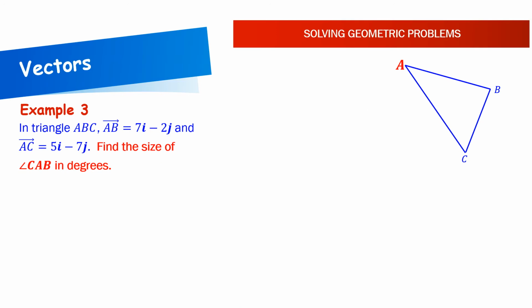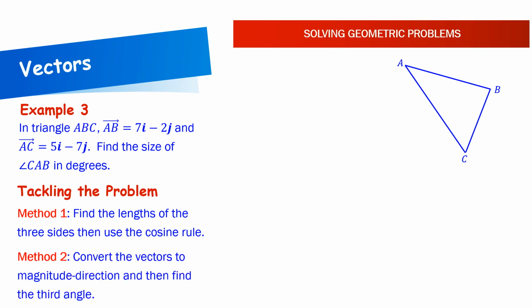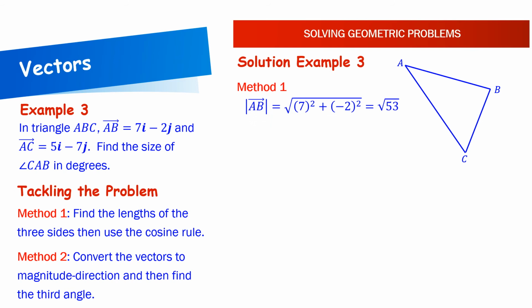Now let's have a go at another example. In triangle ABC, AB equals 7i minus 2j and AC equals 5i minus 7j. Find the size of angle CAB in degrees. Let's see how we can tackle this problem. We can either find the lengths of the three sides and then use the cosine rule, or convert the vectors to magnitude direction vectors and then find the third angle. So let's solve this. We're going to use method 1.